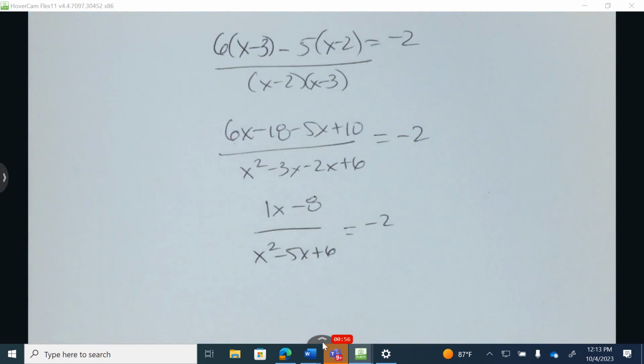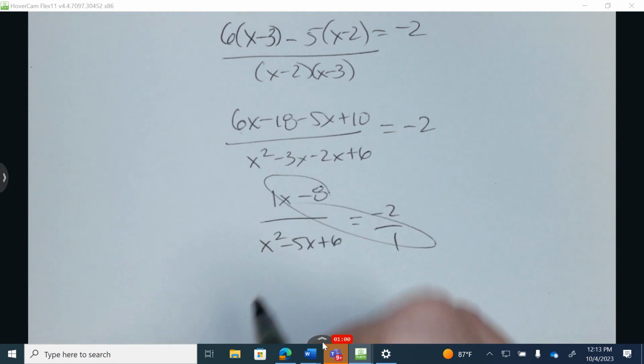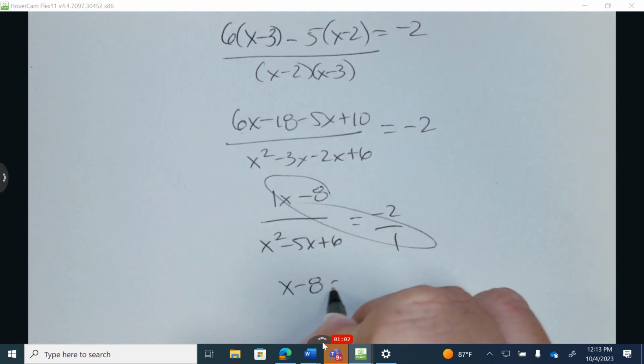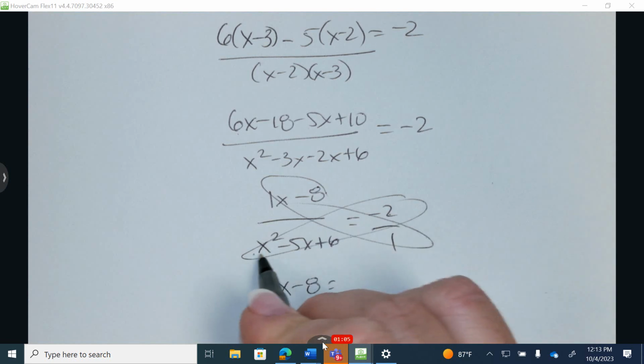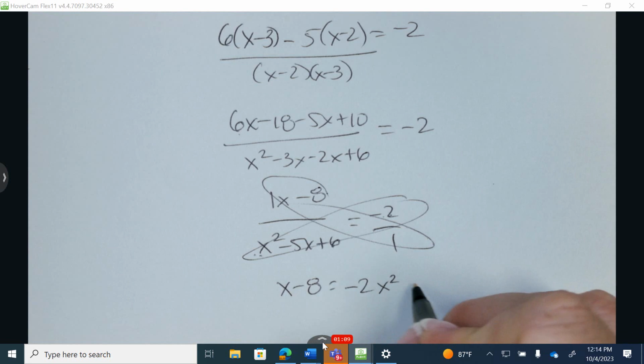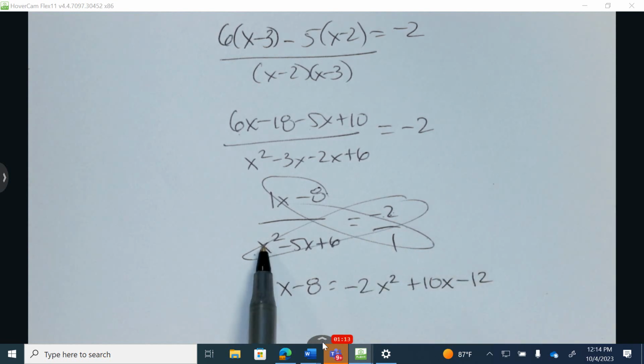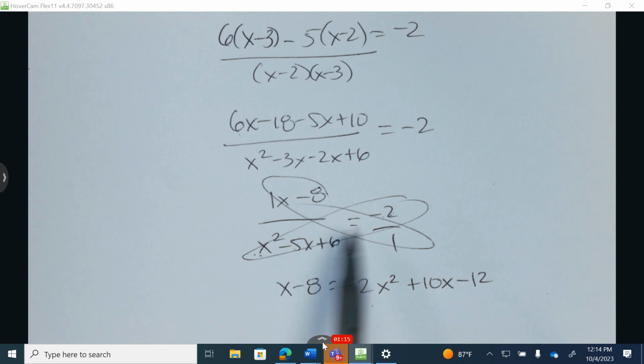So what can we do here? There's multiple things we can do, but what is the easiest way? I'm going to cross multiply. 1 times this quantity remains x minus 8. And now when I take 2 times this quantity, each one of the terms is going to be multiplied by this negative 2. Negative 2x squared plus 10x minus 18. Let's make sure. 2 with the negative times 2 negatives make a positive, times negative 2.